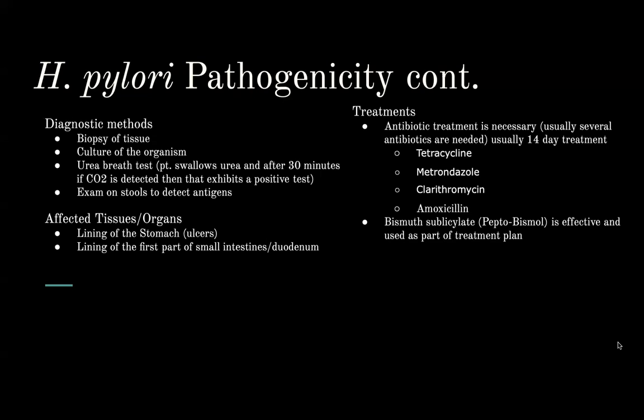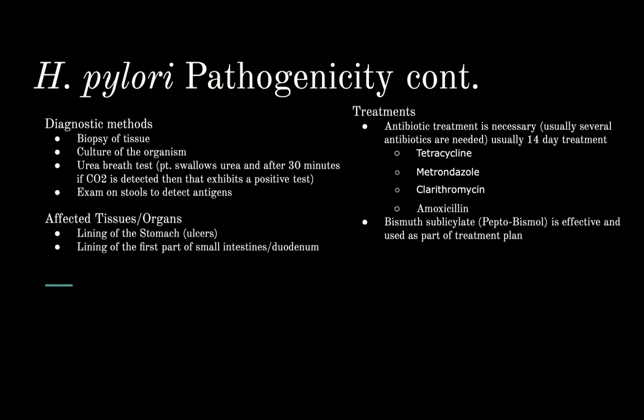H. pylori's pathogenicity continued. Diagnostic methods are biopsy of the stomach lining tissue, culture of the organism, urea breath test, in which the patient swallows urea, and after 30 minutes, if CO2 is detected, then that exhibits a positive test. Exam on stools to detect antigens. The affected tissues and organs are the lining of the stomach, where the ulcers are, and the lining of the first part of the small intestine, which is the duodenum, where ulcers would be too.